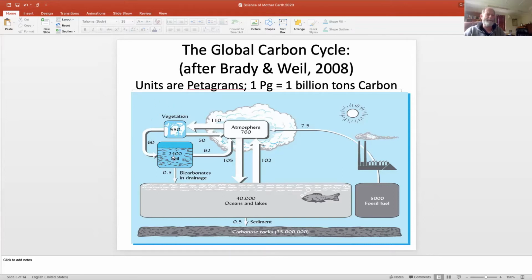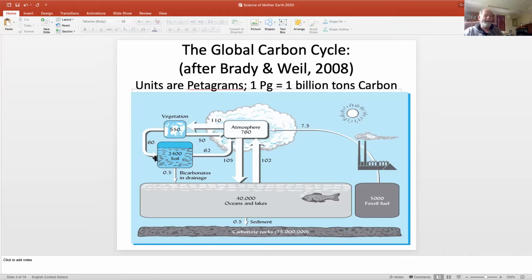We would like to have as much carbon as possible in the soil, and also the more we have in the vegetation, the better. But as you can see, the vegetation is less than a quarter of the carbon in the soil, and all of the forests and all of the crops in the world are recycled into the soil, and the amount of carbon that goes into the soil each year is about 60 petagrams, 60 billion tons.